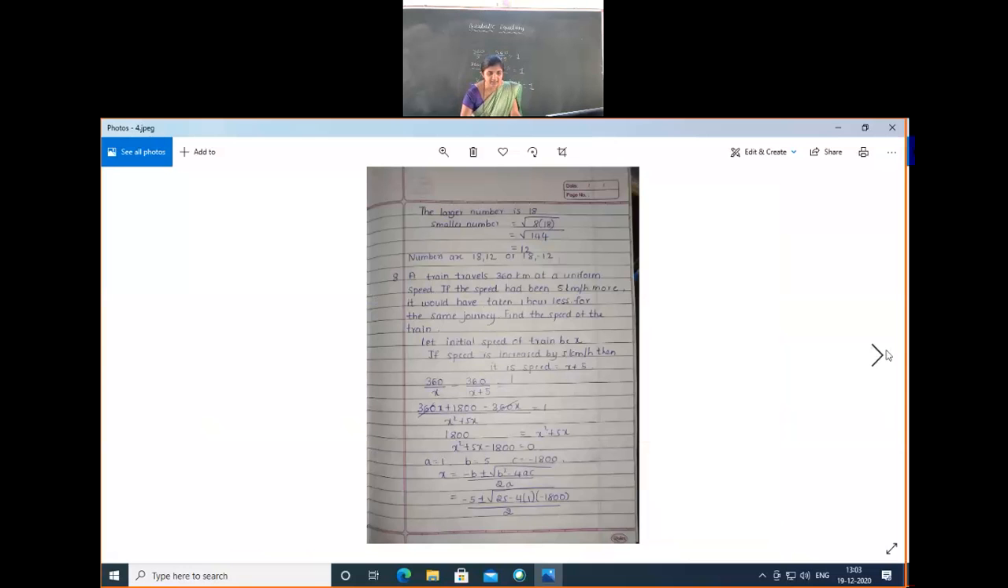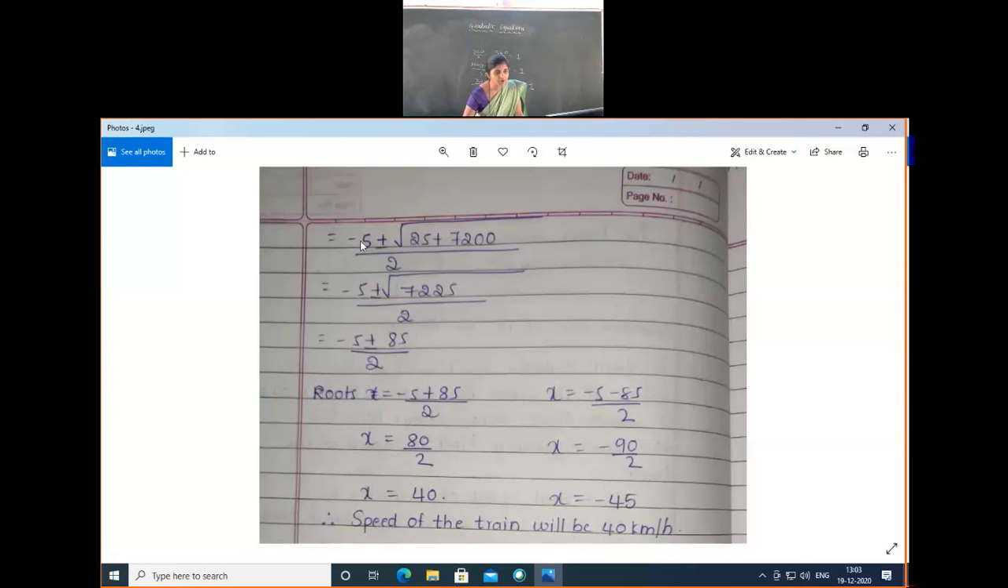See, now let us continue this question. Here we got minus 5 plus or minus square root of 25 plus 7200, divided by 2. Then minus 5 plus or minus square root of 7225, divided by 2. Then minus 5 plus or minus 85 by 2. Then the roots are x is equal to minus 5 plus 85 by 2, then minus 5 minus 85 by 2. Here 80 by 2, here minus 90 by 2. Here x is equal to 40, here x is equal to minus 45.